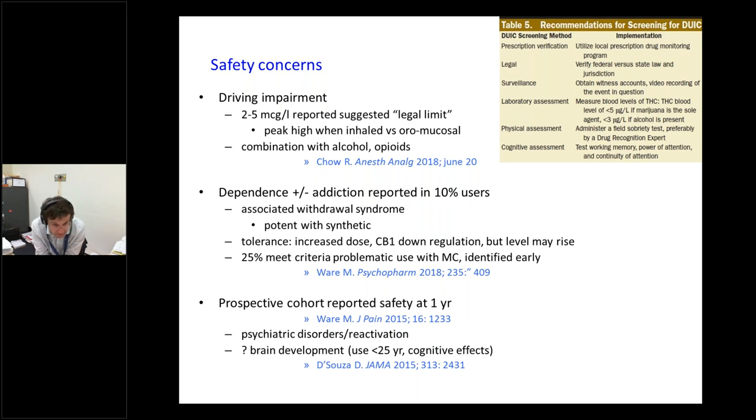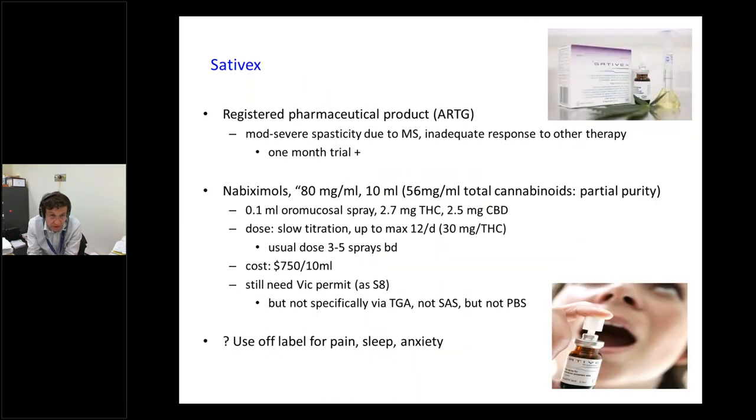But if you've got all that reasonably under control, and then you've got MS, it's probably not unreasonable to say, well, I don't have a problem doing a trial of MS with you. Sativex has been what we call registered, so it's now a registered pharmaceutical product on the ARTG. You don't need to jump through the hoops for it, but it's been registered for moderate to severe spasticity due to MS with inadequate response to other therapy, and it's been recommended for a 1 month trial with objective assessment.